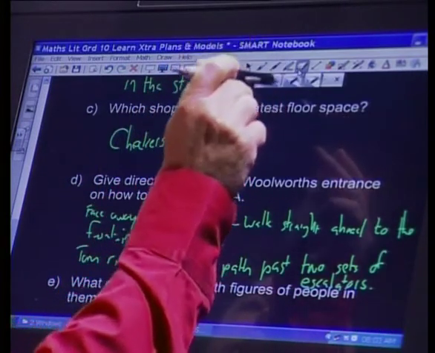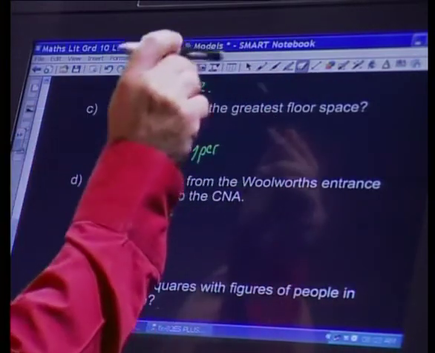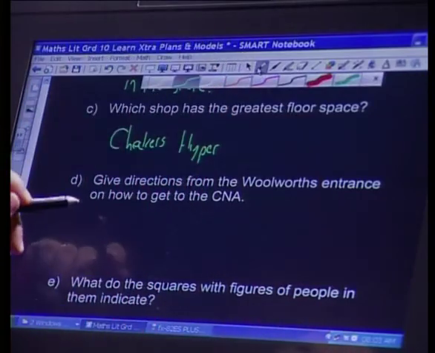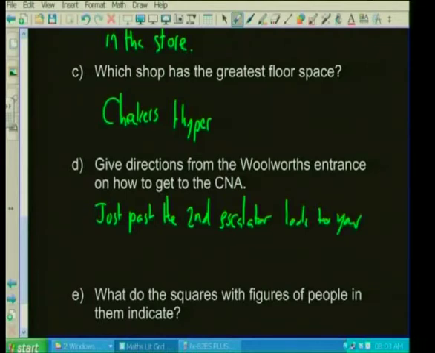Let me just erase here quickly so we can fill the last bit in. And we'll say, right, just past the second escalator, look to your right. C and A is on the right.